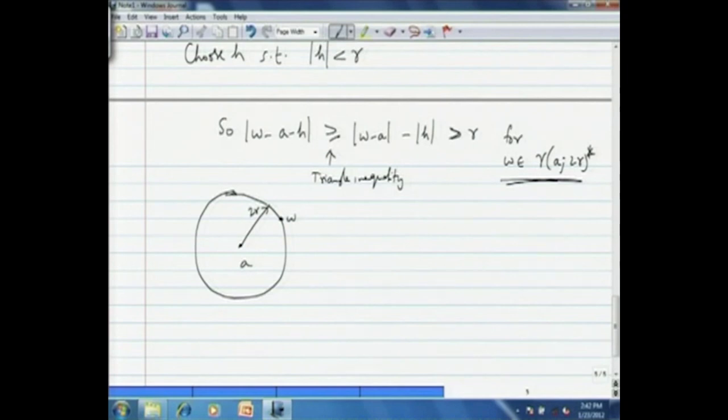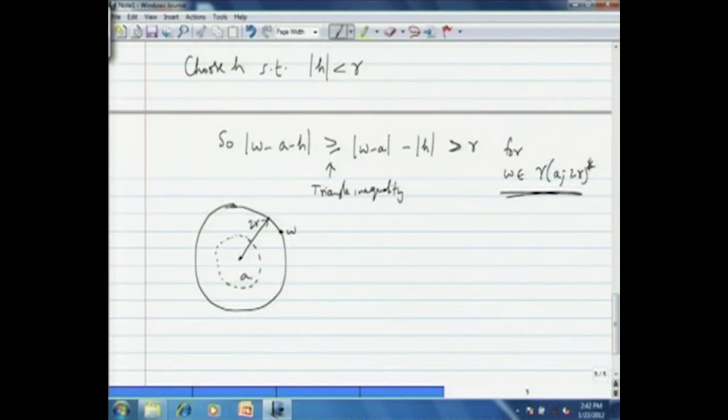So, you choose h so that the modulus of h is less than r, so that a plus h is a vector which is somewhere inside. The dotted circle is a circle of radius r. Your a plus h is some point within this disk. Anywhere it is, you see that the shortest distance from a plus h to this circle of radius 2r is at least r. So, this is strictly greater than r.